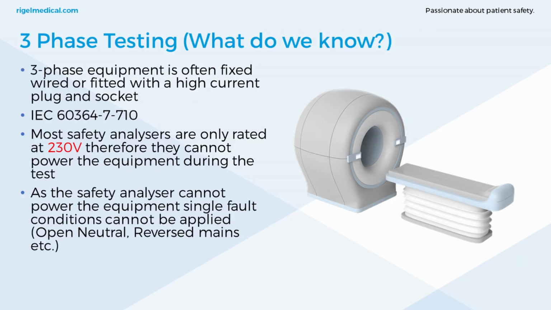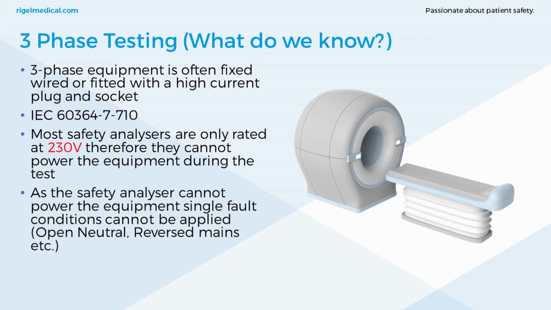We'll highlight here. So three-phase equipment is often fixed, wired or fitted with a high current plug and socket, so to an electrical distribution board. Okay, so we're looking at the 60364-7-710 standard, and I'll highlight why that's important for IEC 62353.